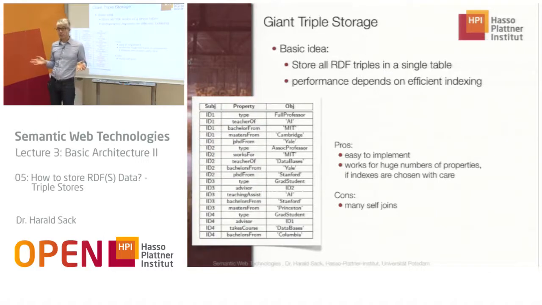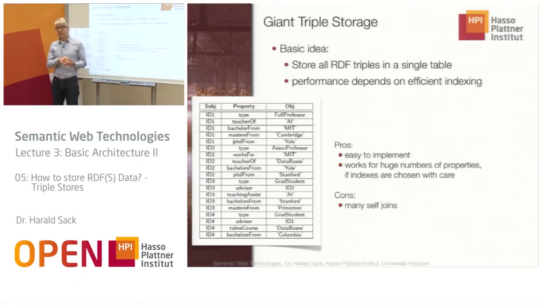First thing, giant triple store. So pretty simple. We take every single triple into one single table. And in the table, we have 3 columns: subject, property, and object. And of course, this is easy to implement. You only have to implement one table within the database. And then, of course, you have lots of different properties in the property column.